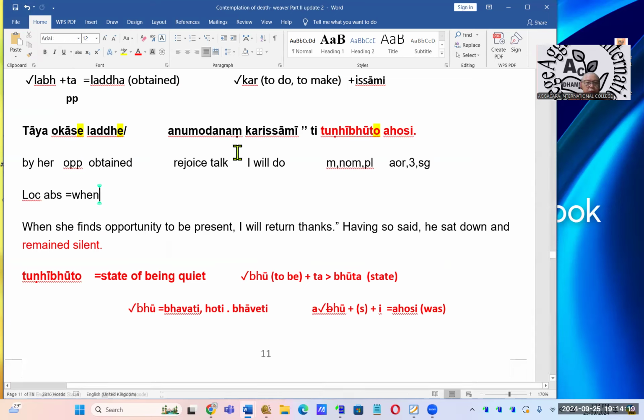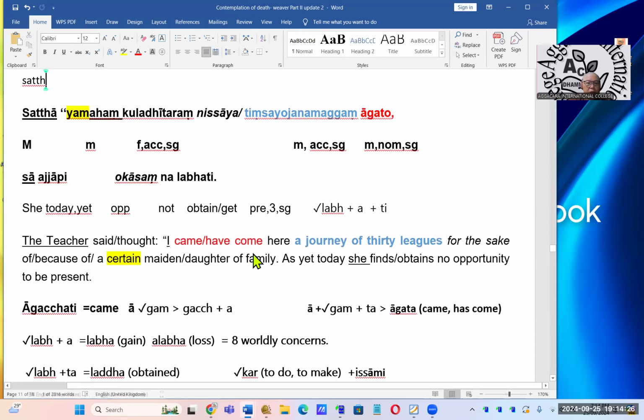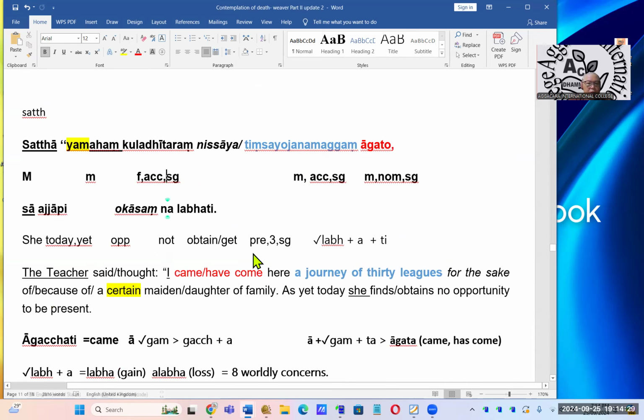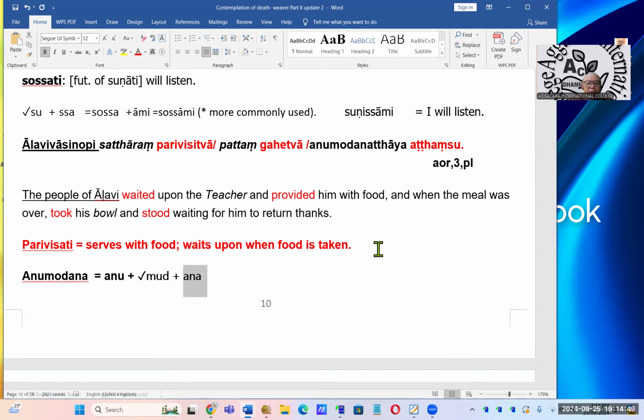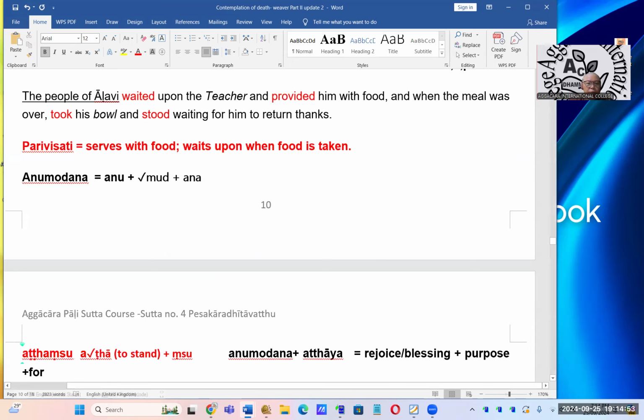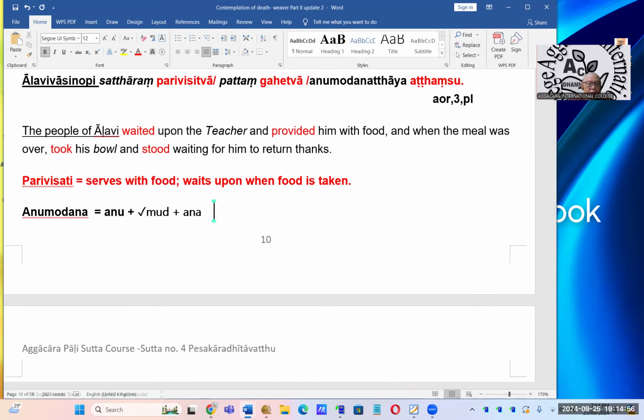All right? No, okay. Now, anumodana, this one, we see the second time already. Earlier, we also saw the word anumodana ataya, right? So we saw this word before. Anumodana is very simple. The prefix will be anu plus the root mud plus ana suffix. When we see the ana suffix, it kind of makes the verb become a noun. So we call it noun forming.